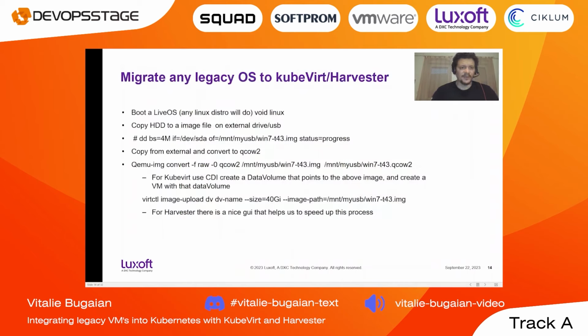Let's go further. How do you migrate any legacy OS? For example, if you have Windows XP and you want to migrate it to Kubernetes, you can boot it with a live Linux, then dd that disk to an image using this command, then convert that image to QCOW2 format, and then use the virtctl tool to upload that image into a data volume, and then use that data volume name to create a virtual machine.